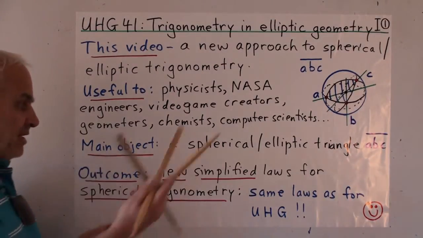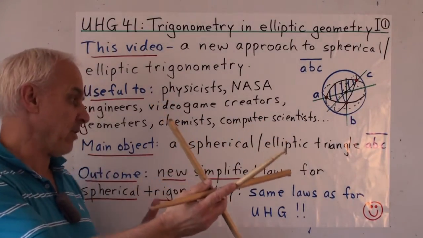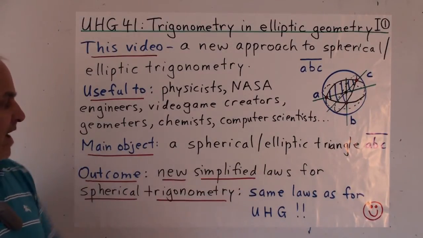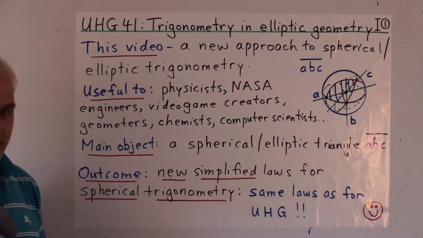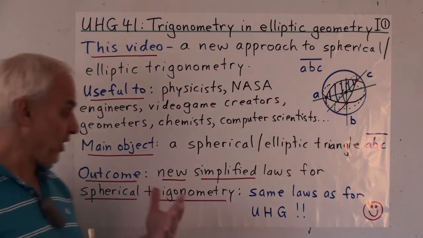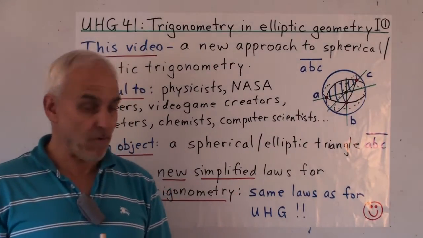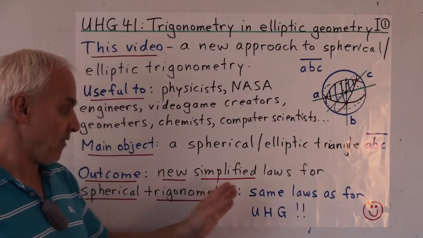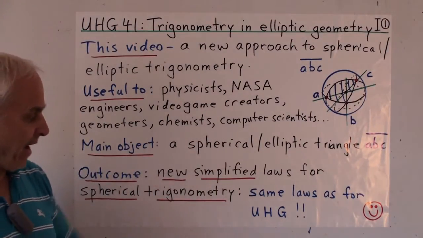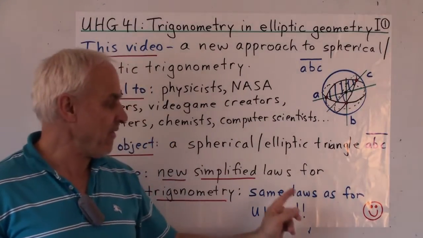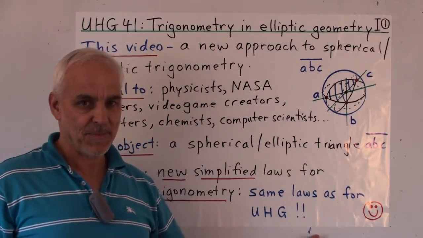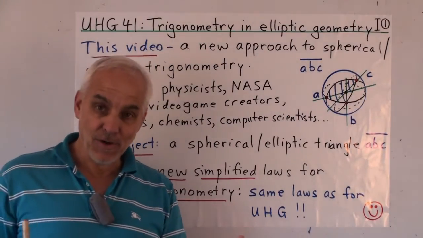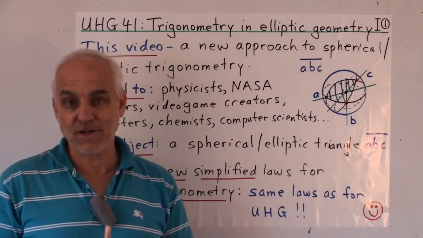All right, so the main object is such an elliptic triangle or a spherical triangle, and the outcome is going to be new simplified laws for spherical trigonometry. And the remarkable thing that's going to unfold before us is that these new laws for spherical trigonometry, or for elliptic trigonometry, end up being exactly the same laws that we've already seen in universal hyperbolic geometry. So they will be nothing new to those who have been already watching this series.